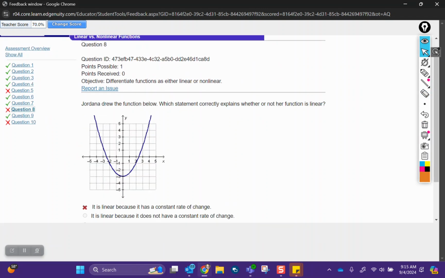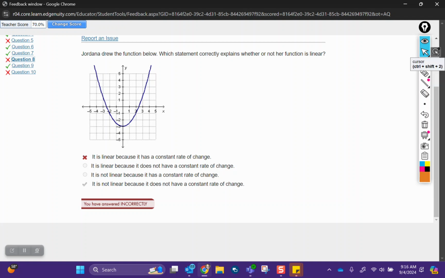Okay, question 8 says that Jordana drew the function below, which statement correctly explains whether or not her function is linear. So first let's talk about the word linear itself. Hopefully in the word linear you can see line. And so when a function is linear, it means that the graph of that function is going to be a straight line. So when we look at the first two options, this is not a linear function.